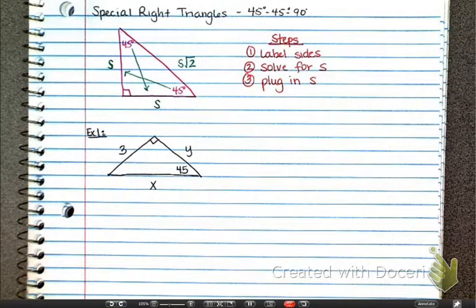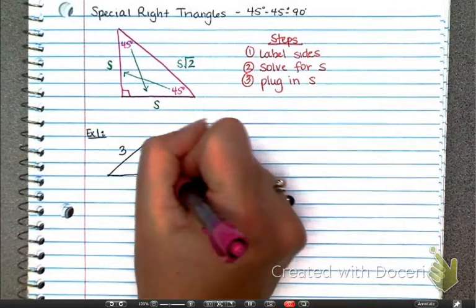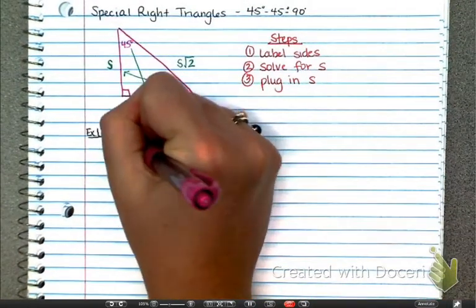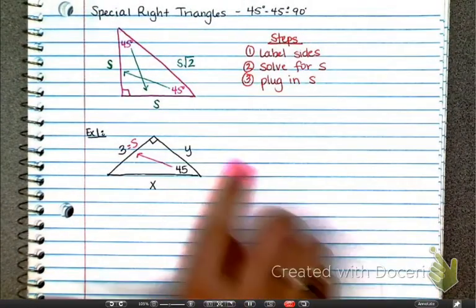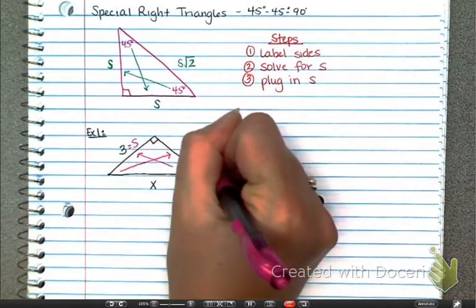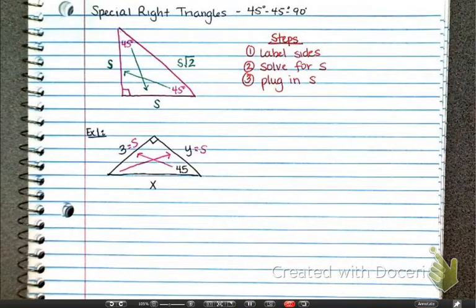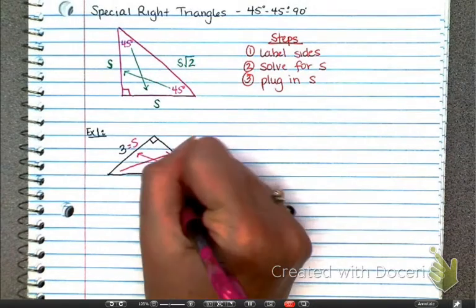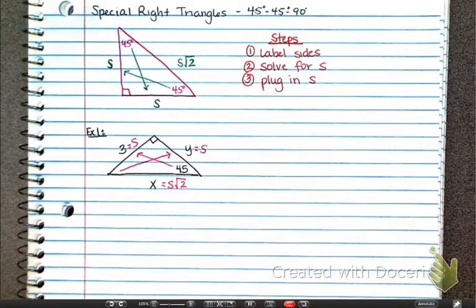Okay? Step 1 is to label the sides. So across from 45 is S. Right? That's what was across from 45. What's across from 45? S. What's across from the 90-degree angle? S radical 2. Okay? So that is step 1. Label all your sides. So across from 45 is S. Across from the 90-degree angle is S radical 2. So far, so good?